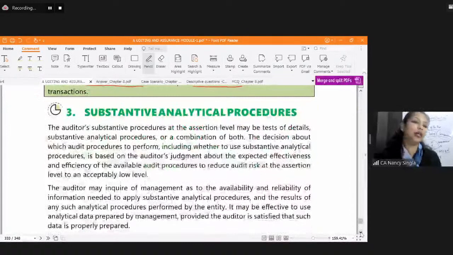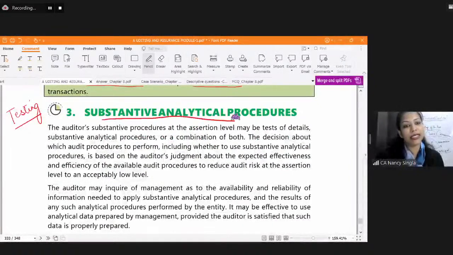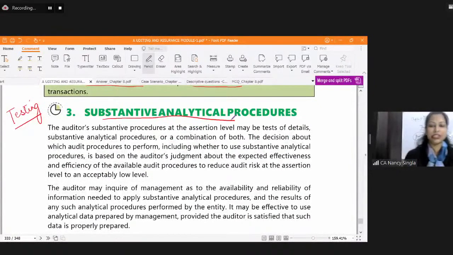Now this is about the testing phase. That is when the auditor is using the analytical procedures as substantive procedures. They become what? They become substantive analytical procedures.